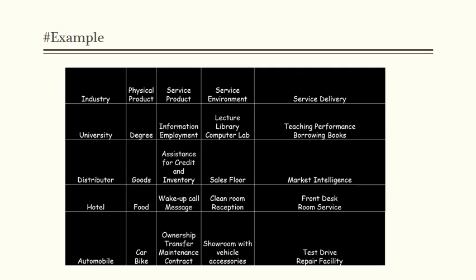Automobile: the physical product is a car and bike, and the service product is ownership transfer, maintenance contract. Service environment is the showroom with the vehicle accessories. Service delivery is the test drive and the repair facility.